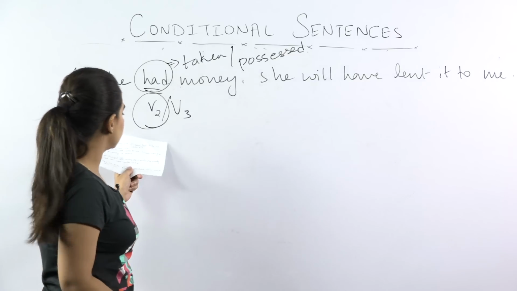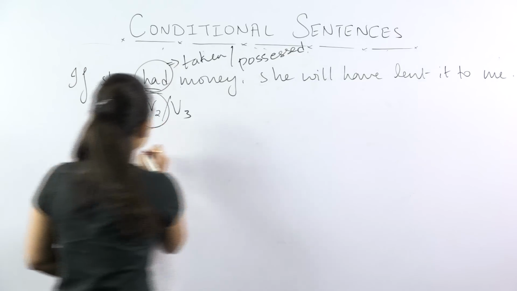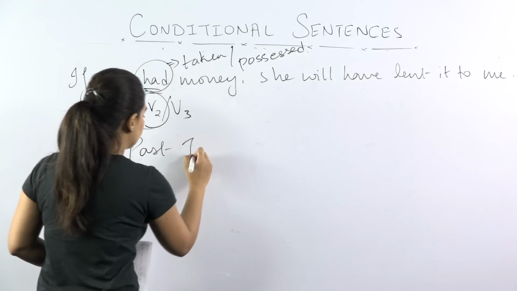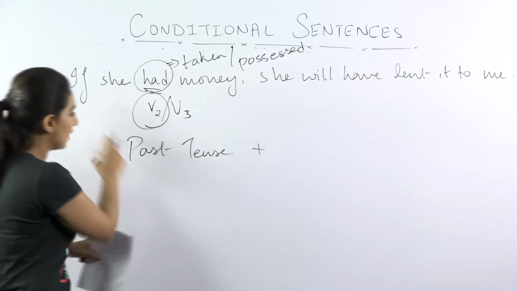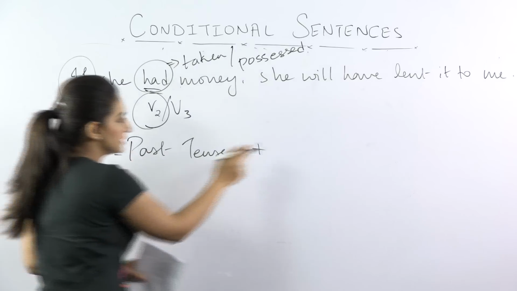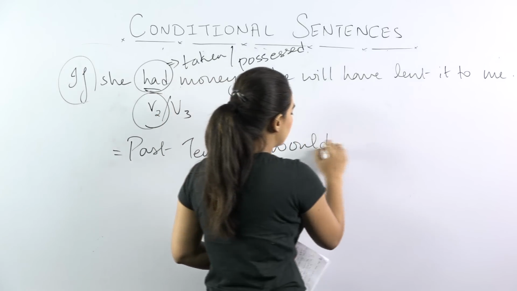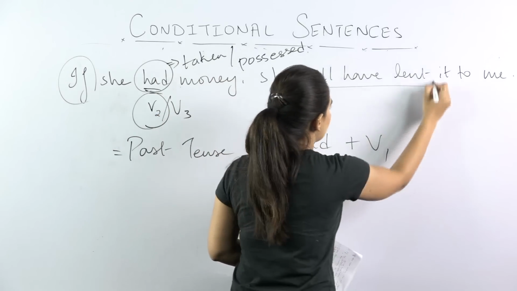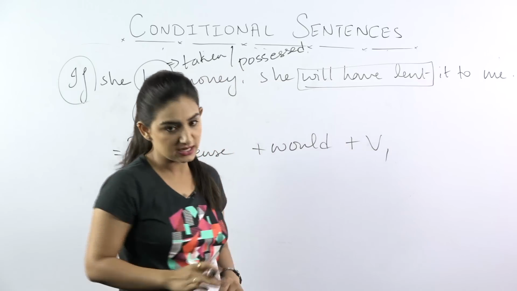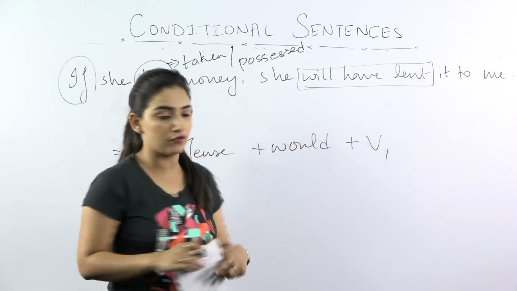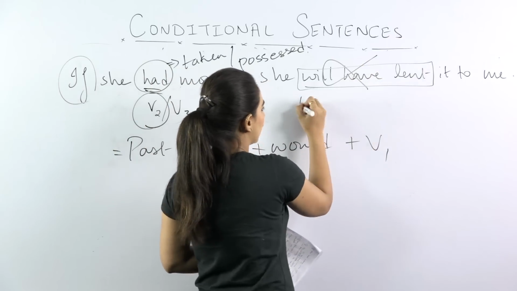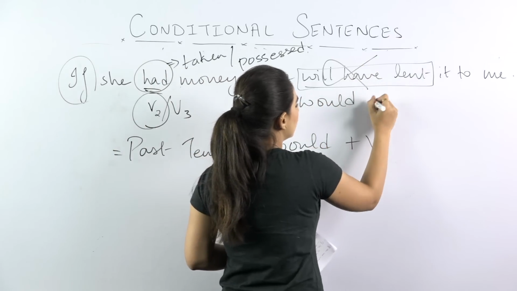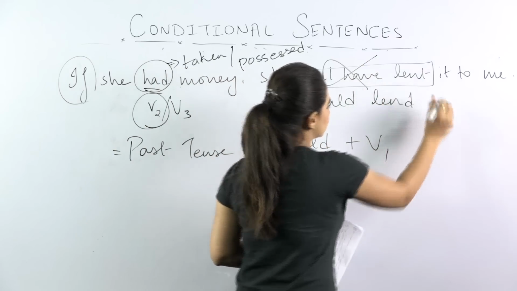So if it is in second form, what will happen? This is in past tense. And what did I tell you? When we have if clause given in past tense, the following should be would plus V1. Here we have written will have lent. Lent is verb's second and third form. So it's incorrect. What will we write? She would lend it to me.